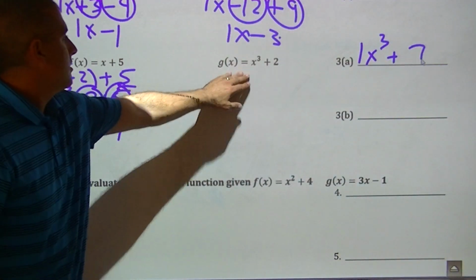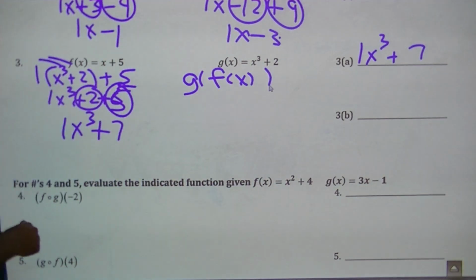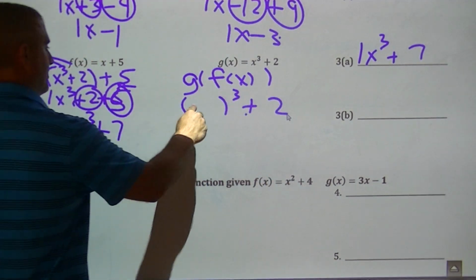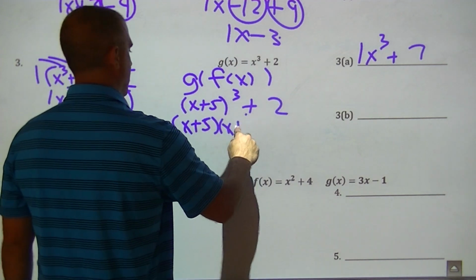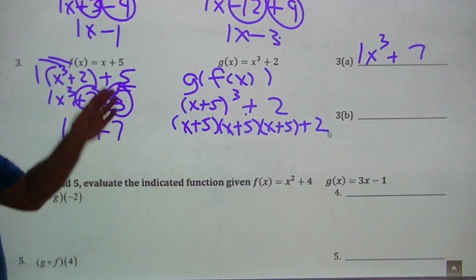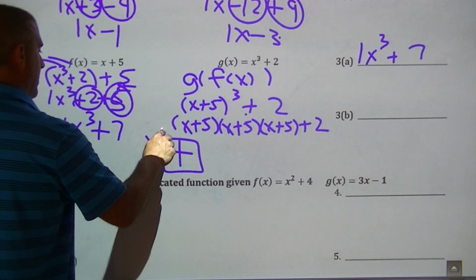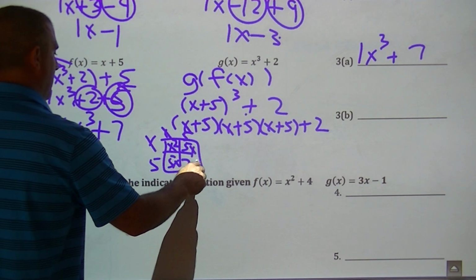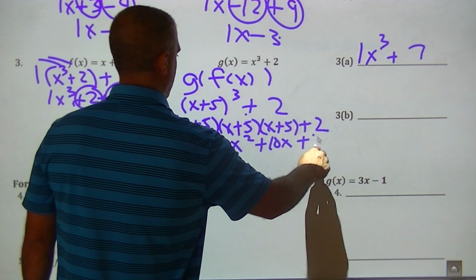All right, this I'm doing g of f of x. Okay. So I'm going to start with cubed plus 2. I'm going to put in this x plus 5. Now what this means is multiply it 3 times. And then add the 2. So what I'm going to do is make a box and do x and 5. So that's x squared and 5x, 5x and 25. So those combine to x squared plus 10x plus 25.